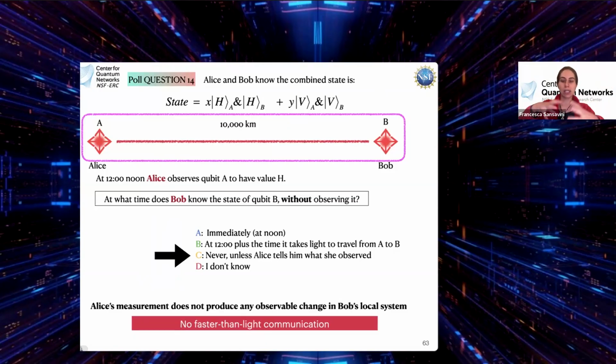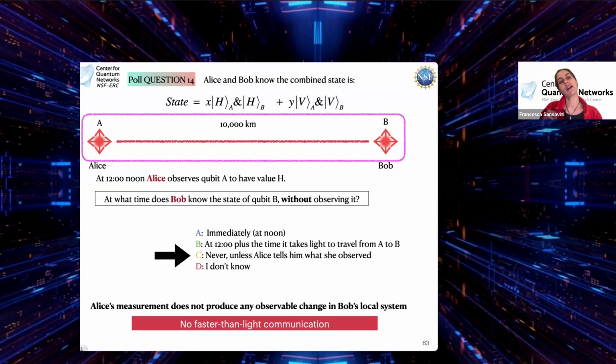There is no instant local change on Bob's photon, even if they're separated by thousands of light years. They cannot use entanglement to communicate faster than the speed of light. So this is very important. I think it's a common misconception, as Mike said at the beginning. And I hope this poll question cleared it up a little bit.